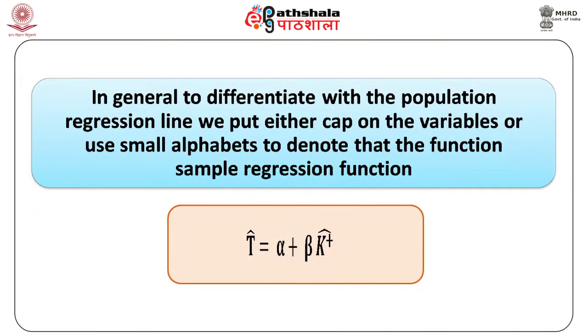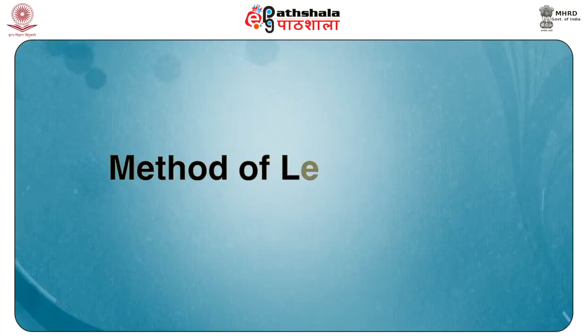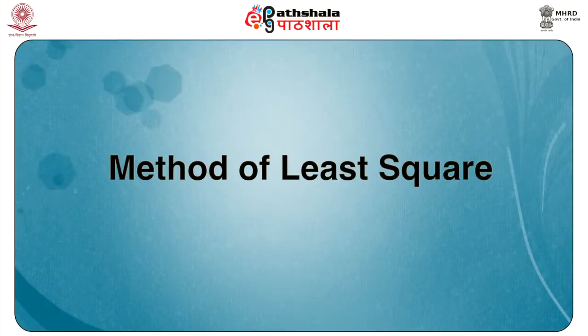In general, to differentiate from the population regression line, we put either a cap on the variables or use small alphabets to denote that the function is the sample regression function. Thus, it can be written as t cap is equal to alpha cap plus beta cap multiplied by K+. Next is method of least square.